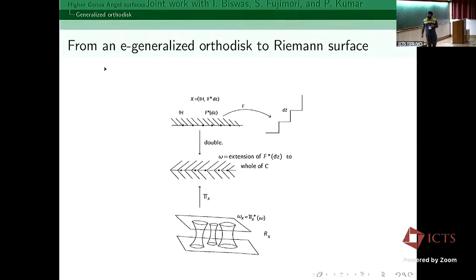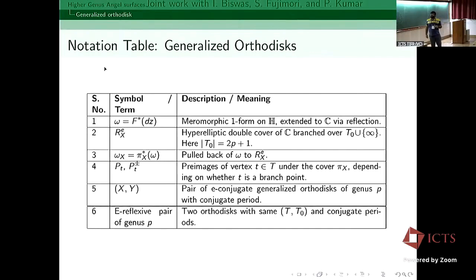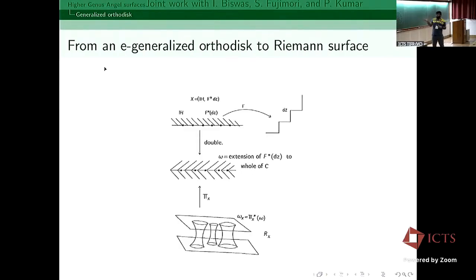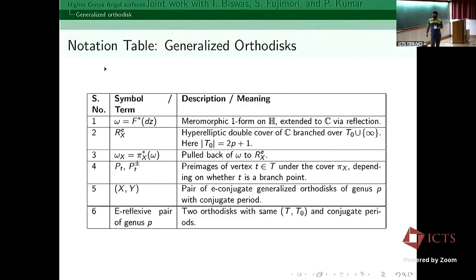Okay. So if the periods come out to be conjugate to each other, then we call the pair an E-conjugate pair of orthodisks of genus P. And for two E-generalized orthodisks, if we have the same conformal polygon as well as the same essentially conformal polygon, then we call the pair an E-reflexive pair of genus P. Okay, and these are all done for the odd case, where the essentially conformal polygon is odd.